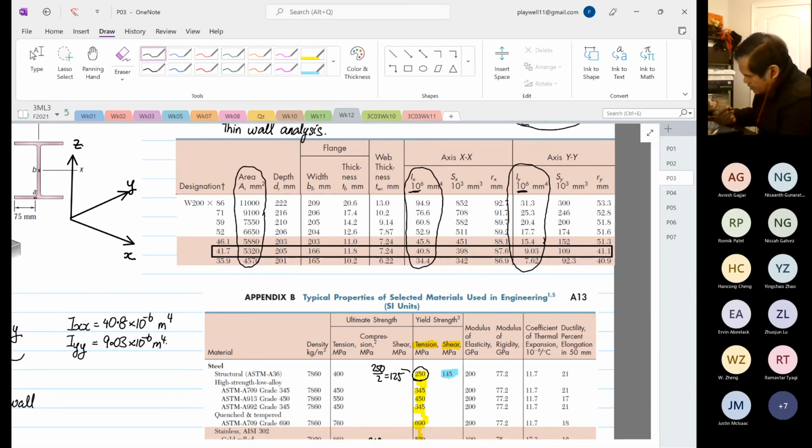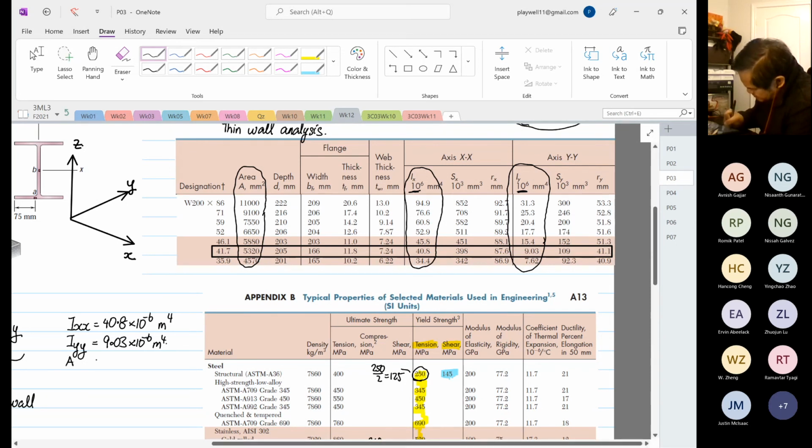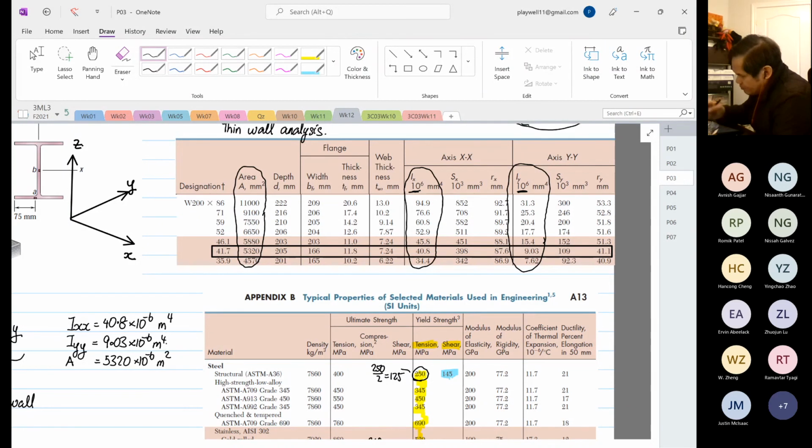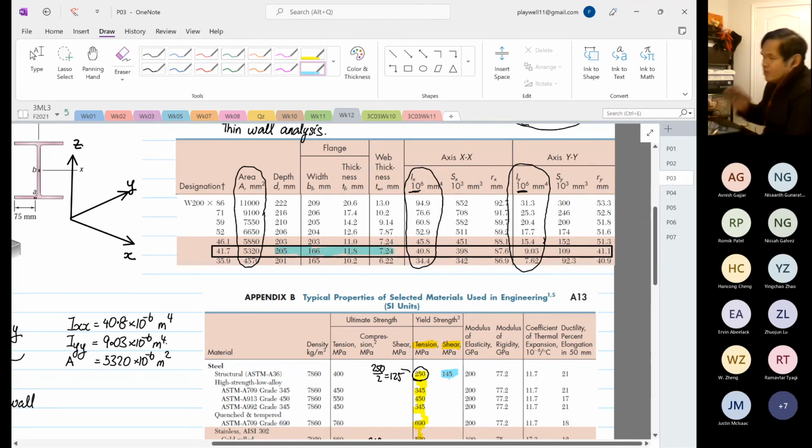Okay, got it. Then our area is equal to 5320 times 10 to the power minus 6 meters squared. So all these are given. We know it. Later on, this information we will need, like the 205, 166, 724. Those we will need later on. So this is what we know.